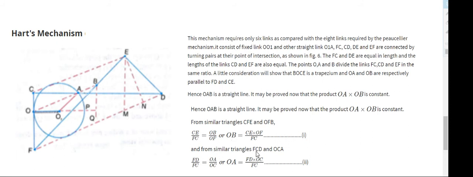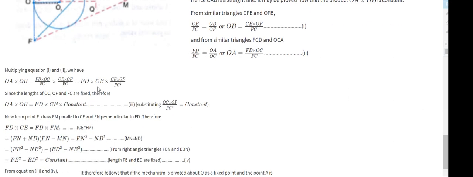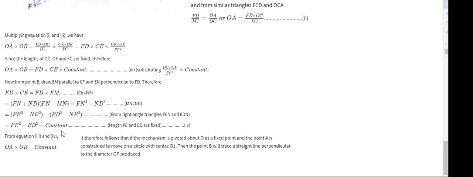Similarly, taking FCD and OCA, this one, OCA, this triangle and this triangle, FCD, this large triangle and this small triangle inside it. Those are similar, so you can find OA. By finding OB and OA, you can multiply that and find the answer, and you can prove it to be constant. Similarly, you can take other one and prove it to be constant.